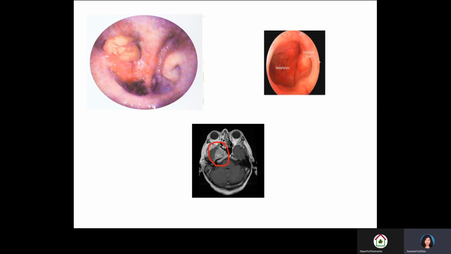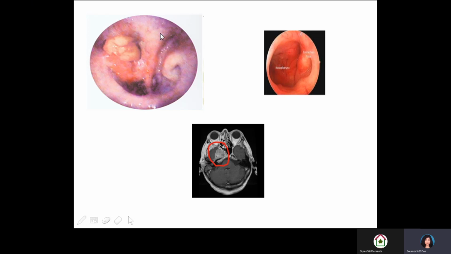Okay, and here there is some mass and there is bleeding coming out. There is blood oozing out from this mass. Okay, and you can see some blood vessels here. That means there is neovascularization, which promotes the growth of this mass.